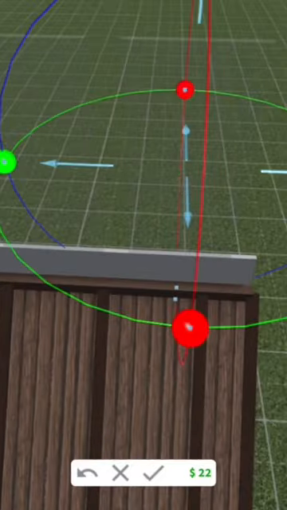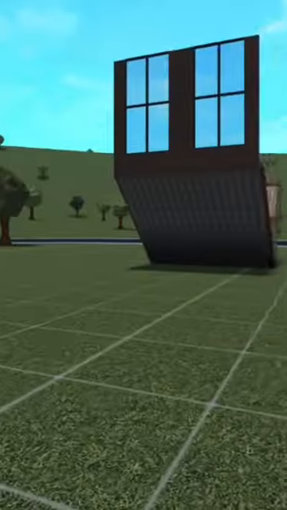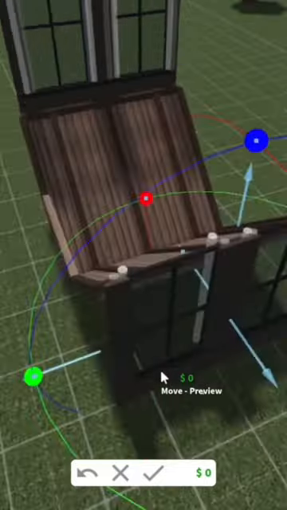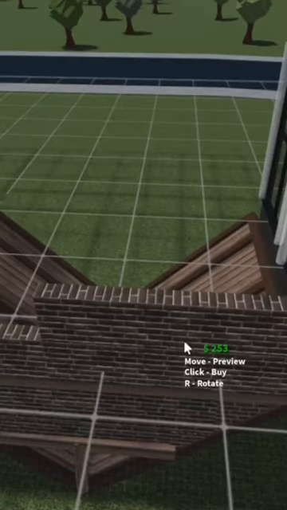I then had to work on the side of the house, and this was pretty easy, especially considering I could just place it and copy it on the other side. And that is exactly what I did.